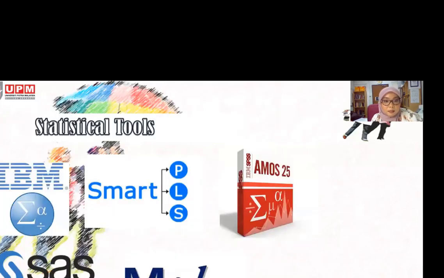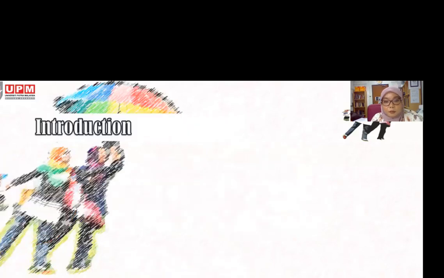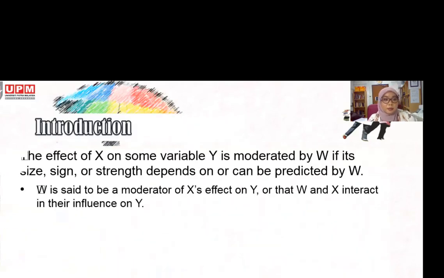Similar, the statistical tools available to address the moderation effect. So similar, there are a few statistical tools, but for the purpose of our course, we will use IBM SPSS. So the moderation refers to the effect of X on some variable Y that is moderated by W if its size, sign or strength depend on or can be predicted by W, by the moderator.